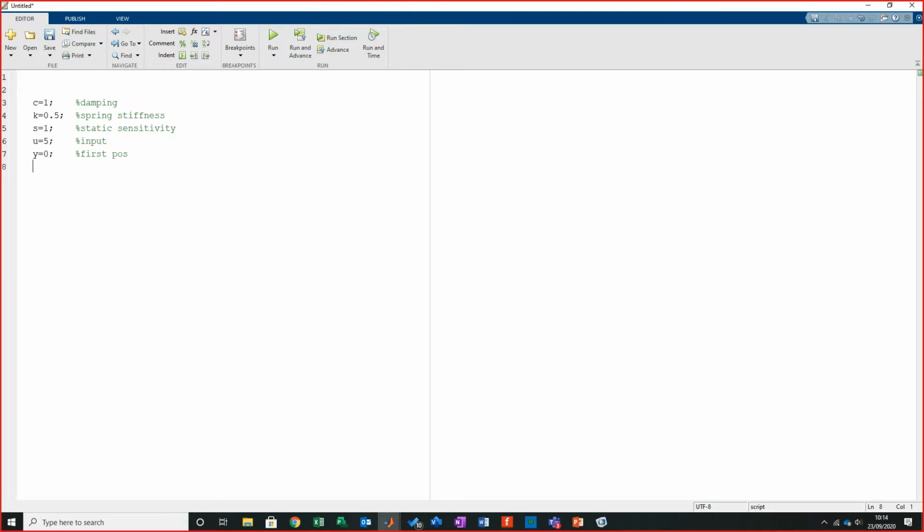Now that all important time constant, our tau. Now you can put symbols in, but I'd rather just type it. It'll just make life so much easier. Tau in this case now is dead easy. C over K. Let's just close that. Call it time constant.